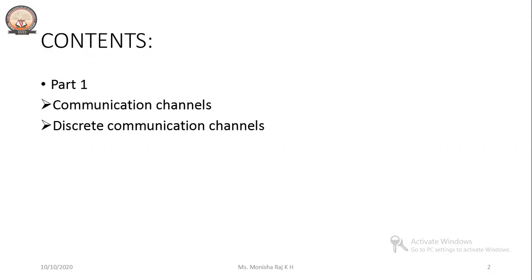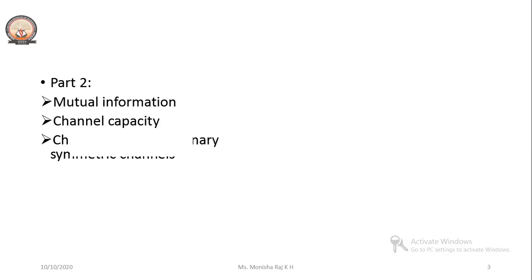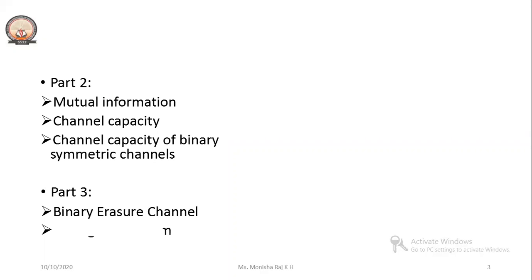The first part contains communication channels, discrete communication channels, channel matrix, joint probability matrix, binary symmetric channels, as well as system entropies. The second part of this module consists of mutual information and channel capacity of binary symmetric channels. And the last part consists of the binary erasure channel and Muroga's theorem. These are the contents of Module 3. Next, we'll go in depth about each of the topics.